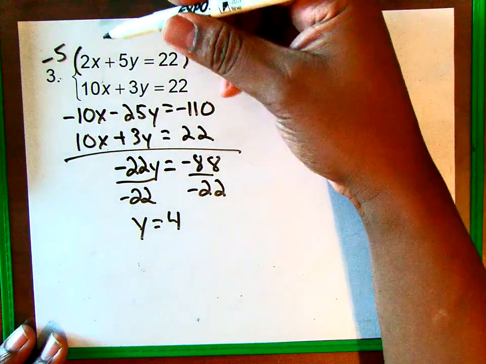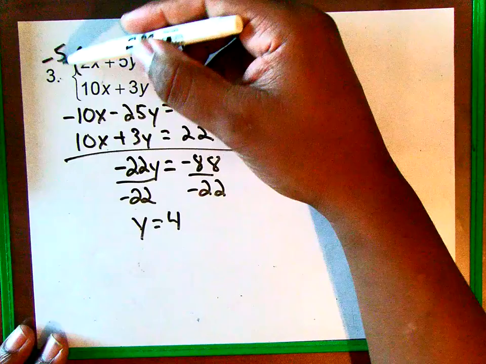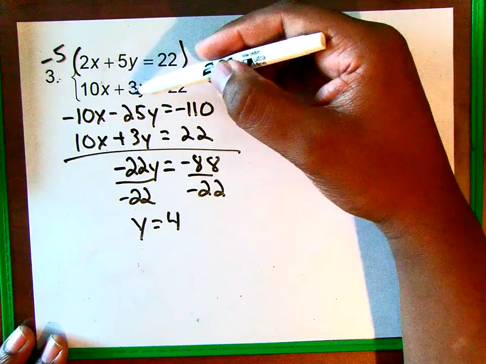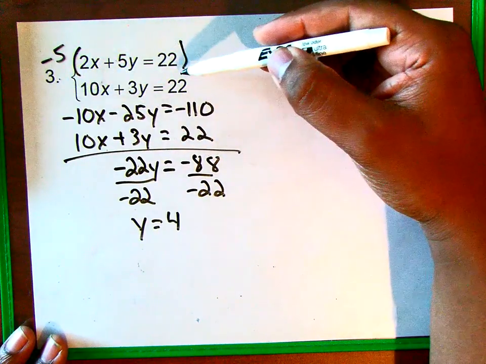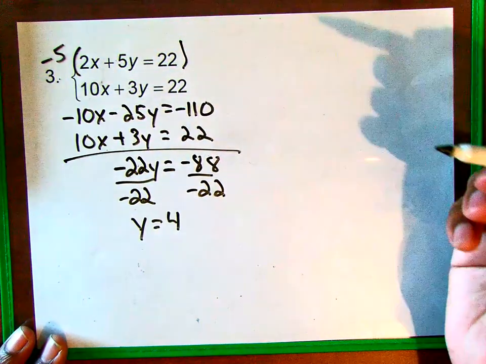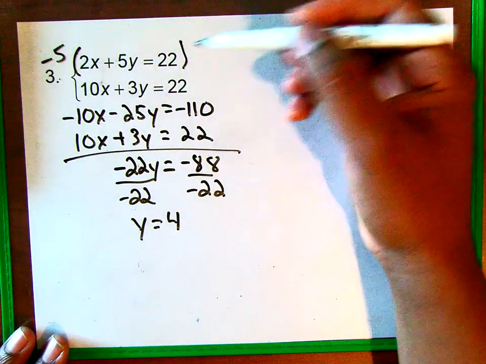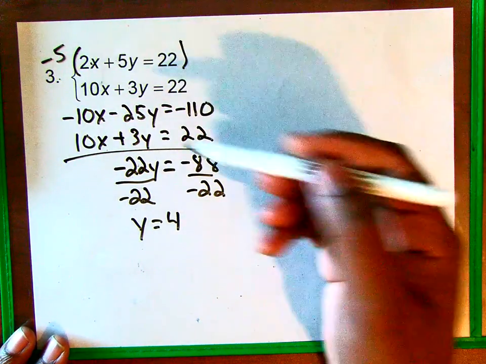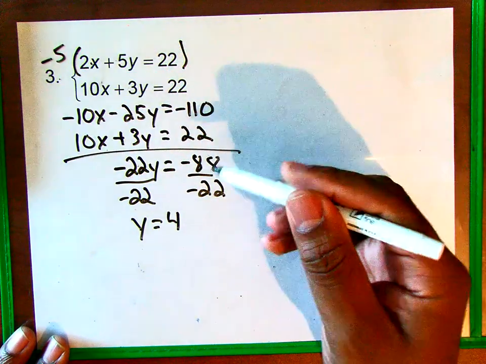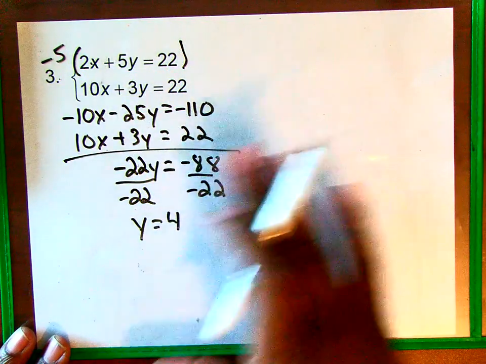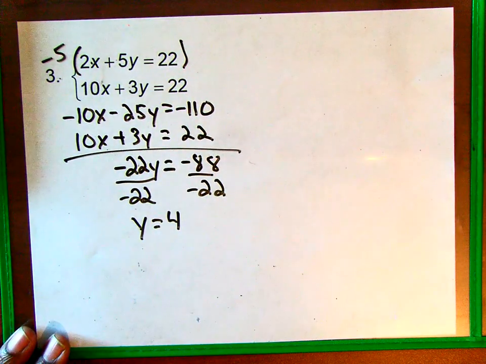Now, if you didn't see to use negative 5 and decided to multiply this whole equation here by 3 and multiply this whole equation by 5, you should still get the right answer. Even if you decided to work with the 10 and the 2, you can still get the same answer. But I want to try to keep the numbers as small and as easy to work with as possible.